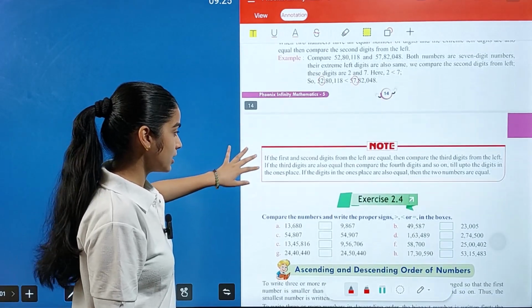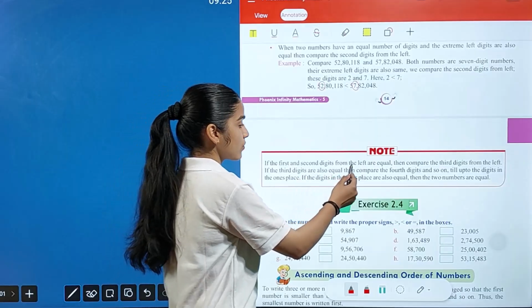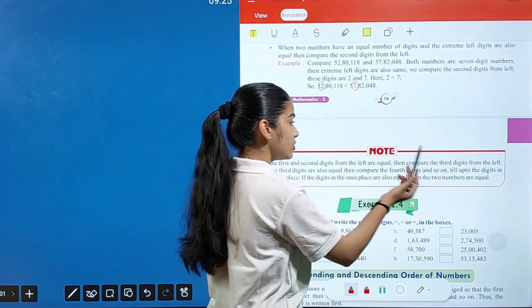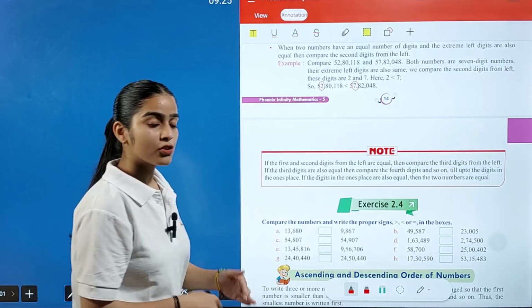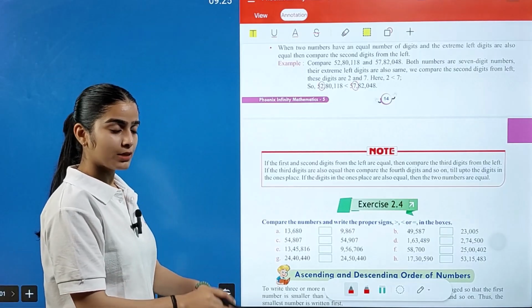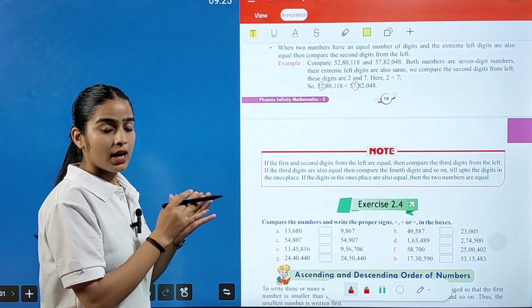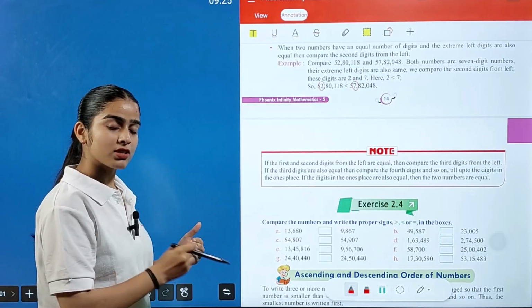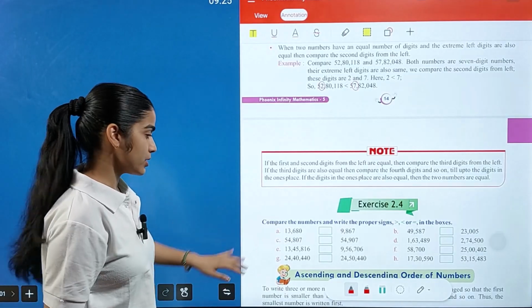82,048 is greater. If the first and second digits from the left are equal, then compare the third digit from the left. If the third is also the same, then shift to the next. If the fourth is also the same, then shift again. So what you have to do is just keep shifting if you have the same digits.